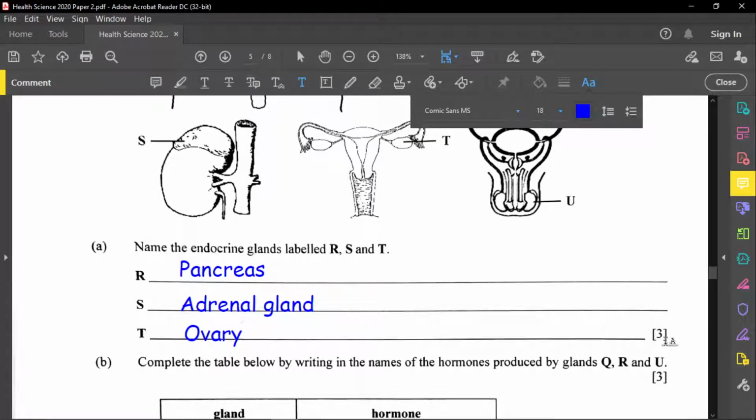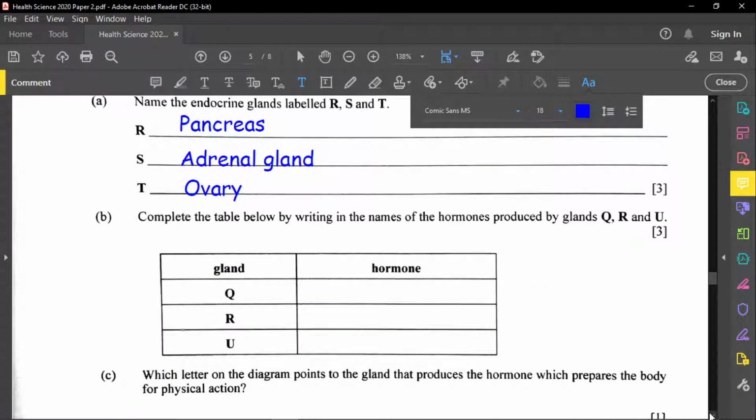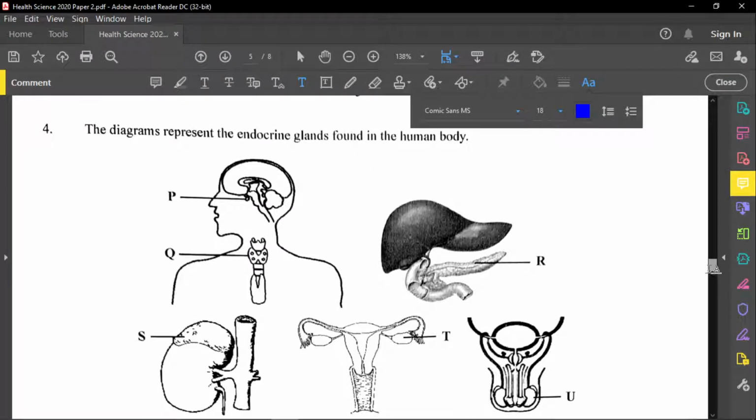All right, great. Now for part B, it says complete the table below by writing in the names of the hormones produced by Q, R, and U. Let's go back to see what Q is. So Q here is the thyroid gland, so I'm just going to label that. It asks for the hormone. P here is the pituitary gland.